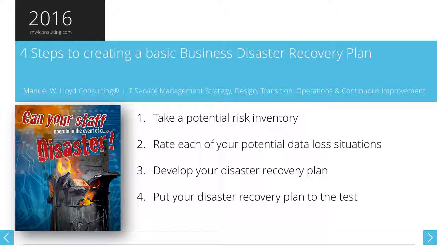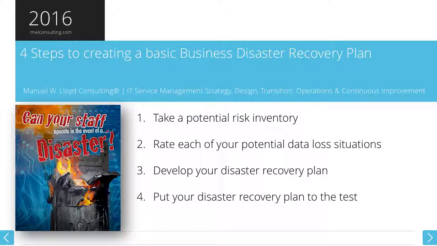And I tell you, before I even got well into the speech, I already had a ton of questions. So it's a very, very hot topic. But anyway, let's talk about these four things. Number one, take a potential inventory of things that are at risk, a potential risk inventory, right?